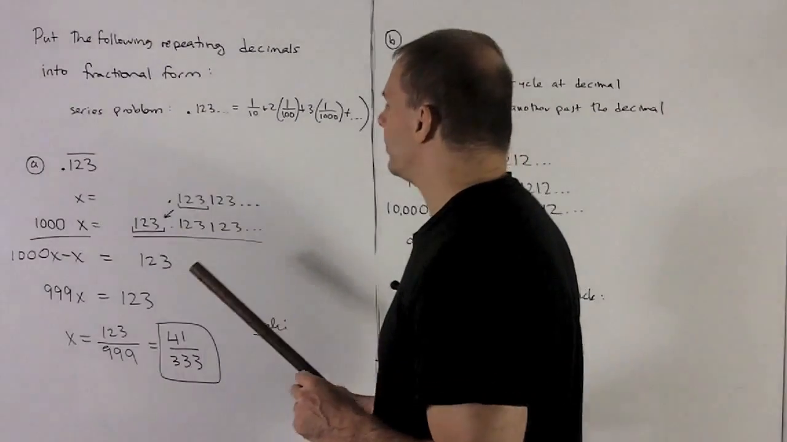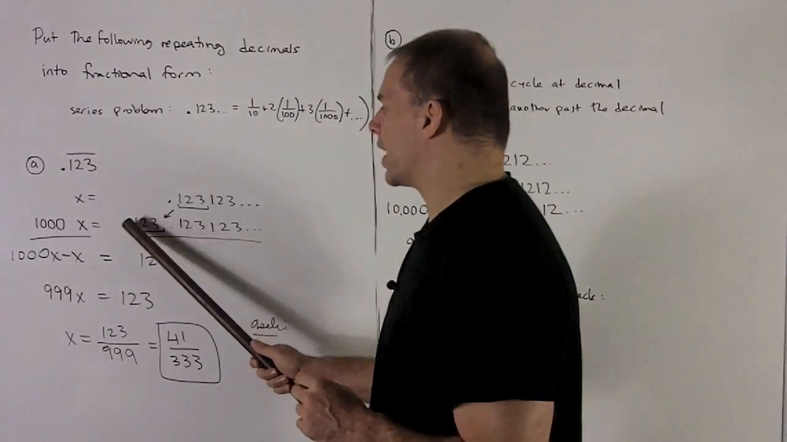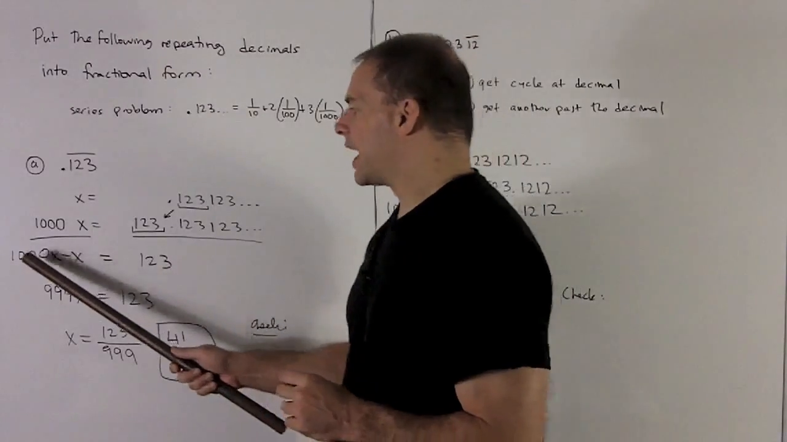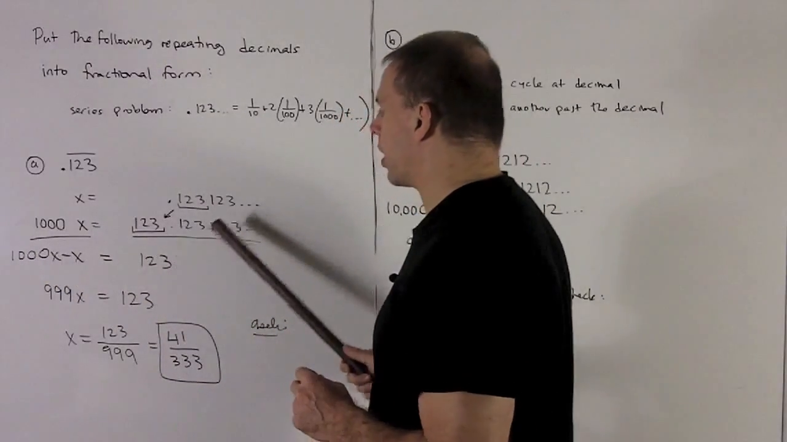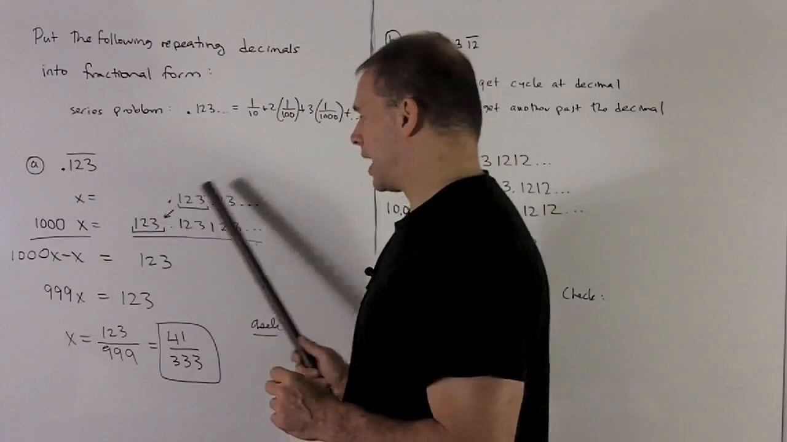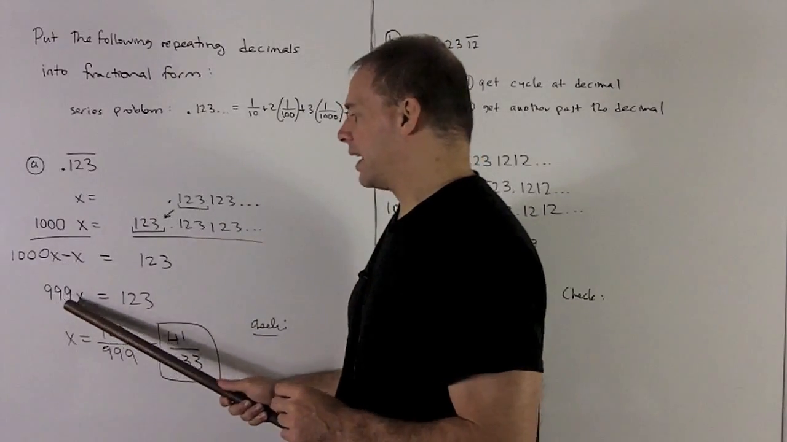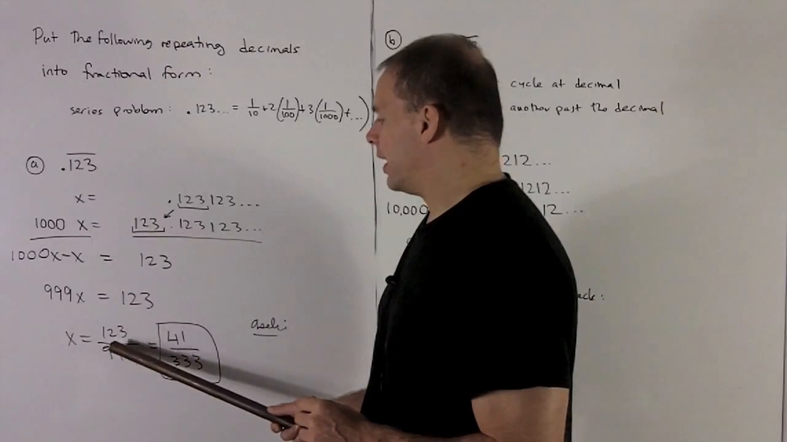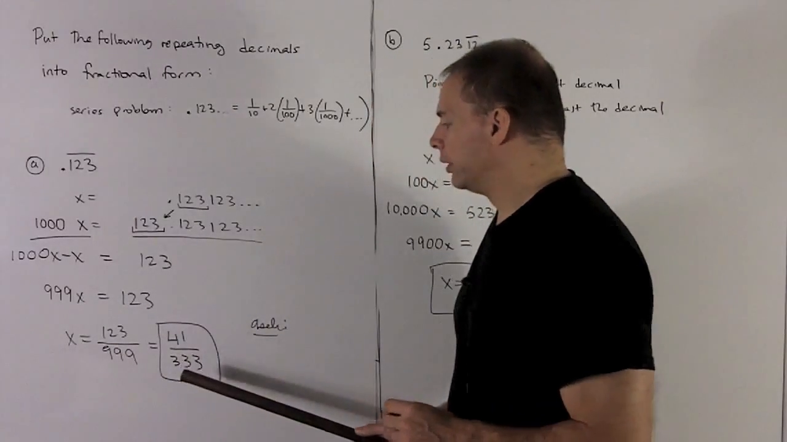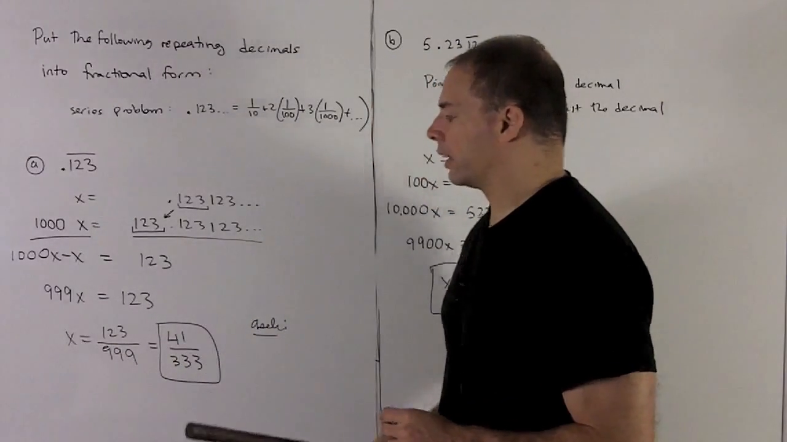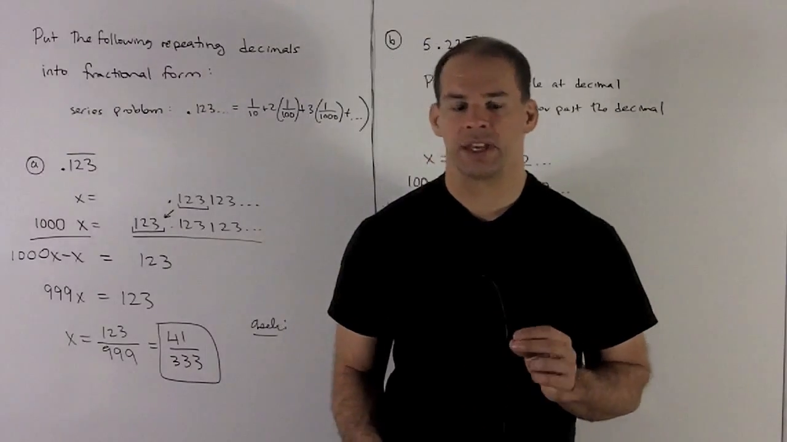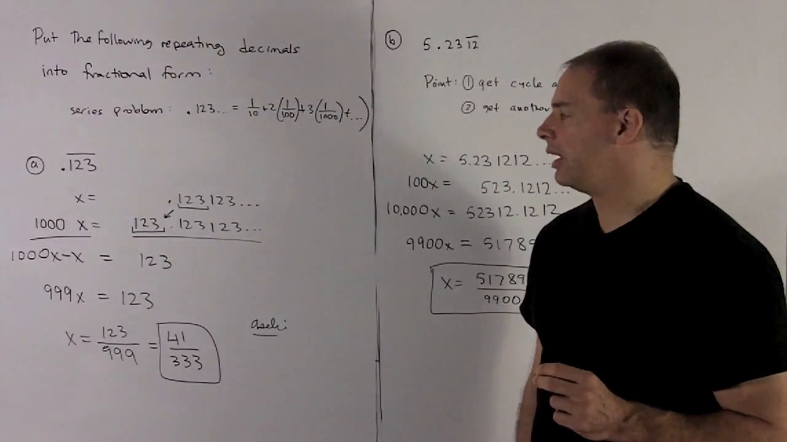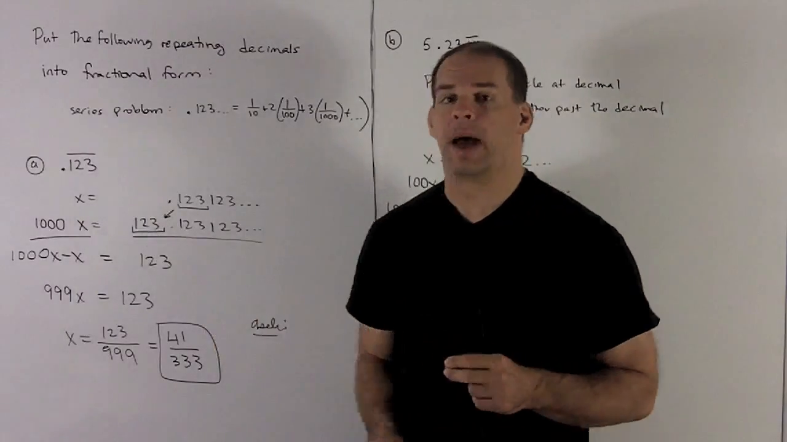So let's take a look. I'm going to multiply by 1,000. It gets one cycle past. Take the difference. That gives me the 123. And then on this side, I have 1,000x minus x, which is going to give me 999x. I get x by itself, and then I can reduce that to 41 over 333. Of course, I could check this if I have a calculator. We just pop those numbers in and see what comes out, and that works out to be that on my calculator.